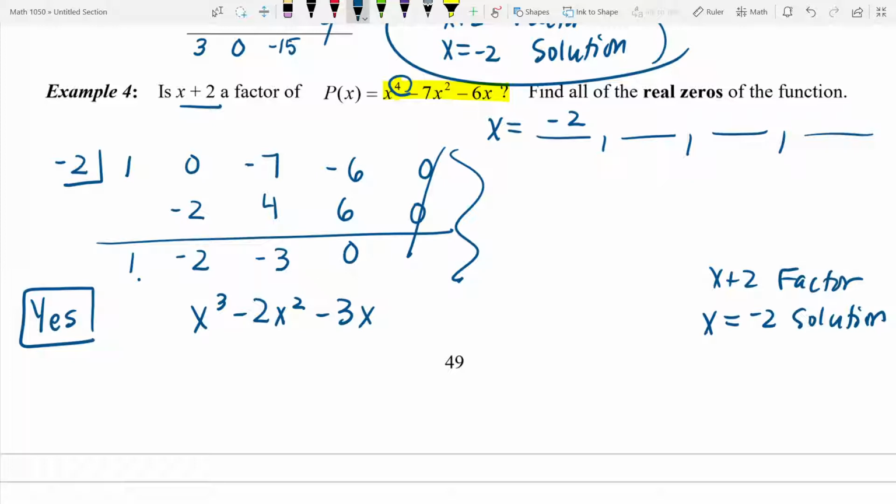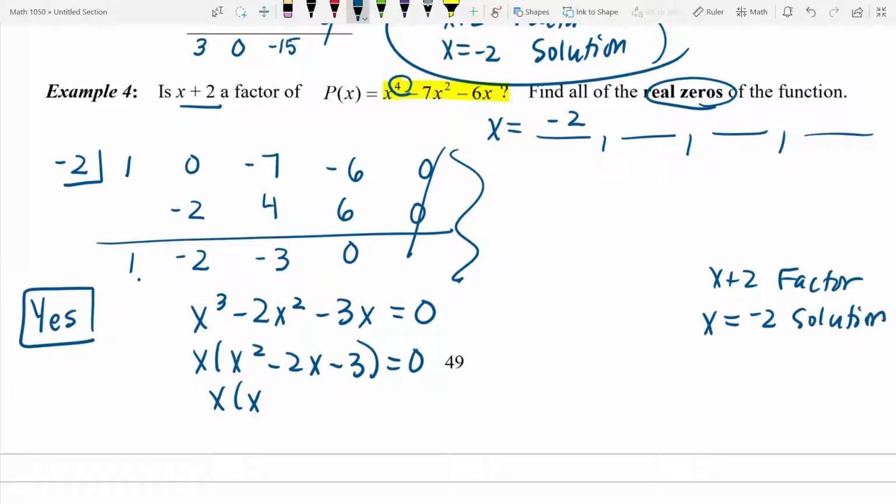They want the rest of the zeros. They want the rest of the solutions. So to find the rest of the solutions, I'm going to set that equal to 0 and solve it. What do I do? Somebody tell me. Take out an x. Awesome. When you take out an x, you're left with x to the second minus 2x minus 3 is equal to 0.